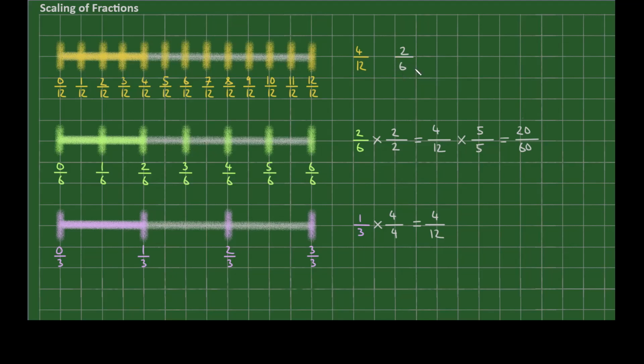And so 4 12ths is the same as 2 6ths. I could take this further. 2 and 6 are also both even numbers, therefore they are also both divisible by 2. 2 divided by 2 is 1, 6 divided by 2 is 3, and so 2 6ths can be scaled down to 1/3.